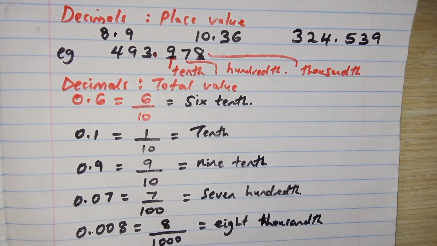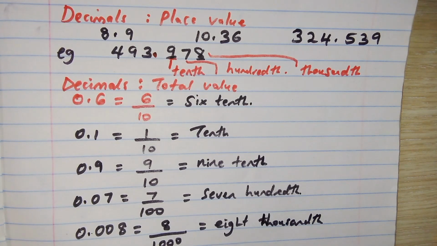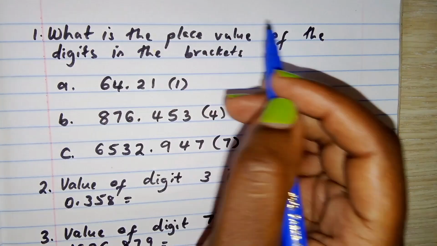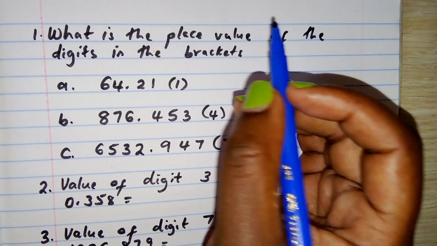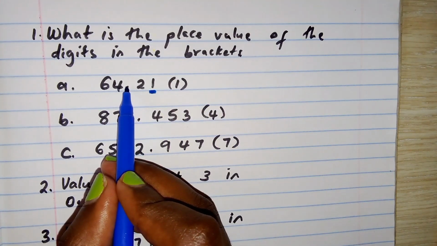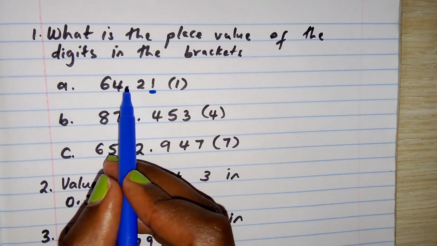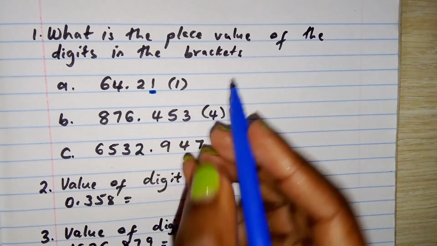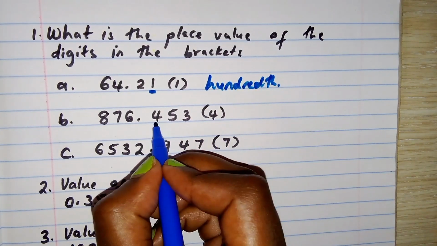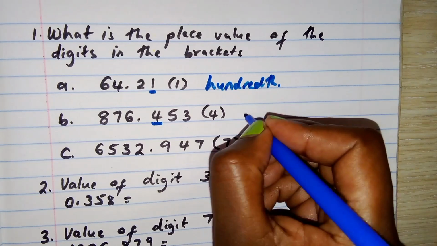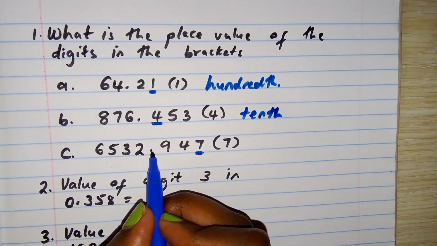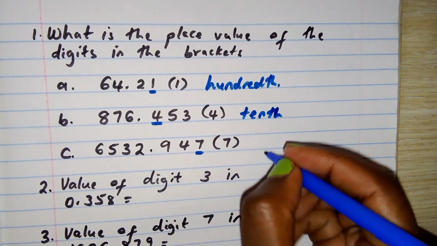Now we can look at a few examples, then move on to the next topic. Number 1: what is the place value of the digits in the bracket? Remember to start from the decimal point and move towards the right. The first digit is tenths and the next is hundredths. For 4, the first digit after the decimal point is tenths. For 7, it would be tenths, hundredths, thousandths.